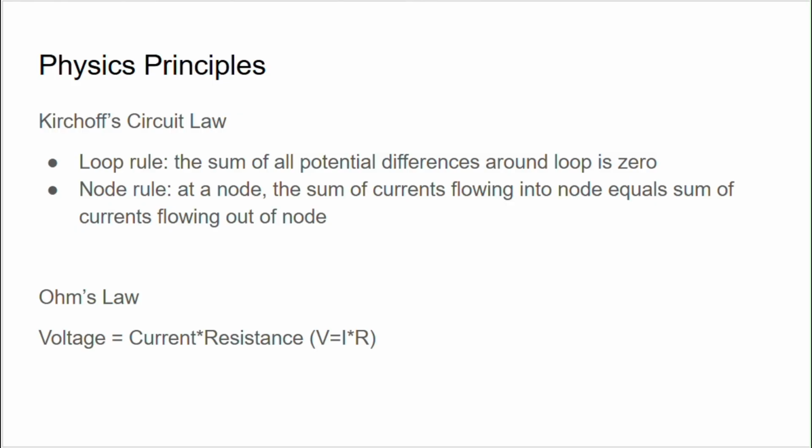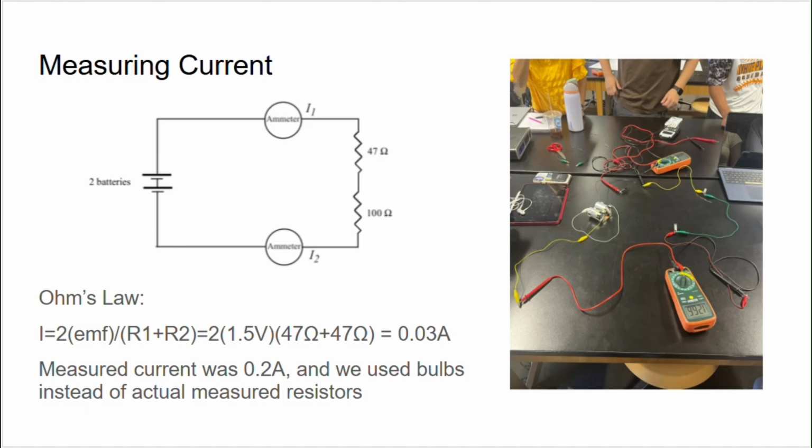So, some physics principles: Kirchhoff's circuit law, which has two parts. The loop rule: the sum of all potential differences around the loop is zero. And the node rule: at a node, the sum of currents flowing into the node equals the sum of the currents flowing out of the node. And then Ohm's law, which is voltage equals current times resistance, V equals IR.